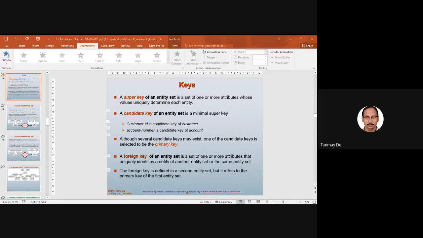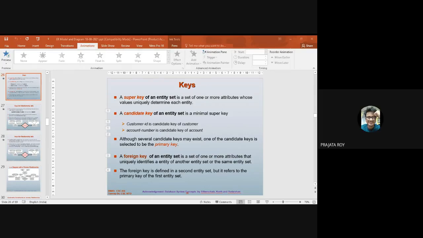Now next is the super key and primary key of the relationship set. Whatever I told you earlier was for the entity set. Now in the relationship set, it is the combination of the primary keys of the participating entity sets. Here, in this example, which one is the relationship set? Borrower. That is, borrower is the relationship set.